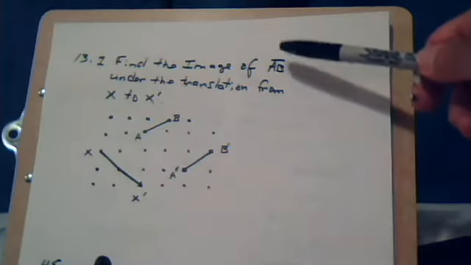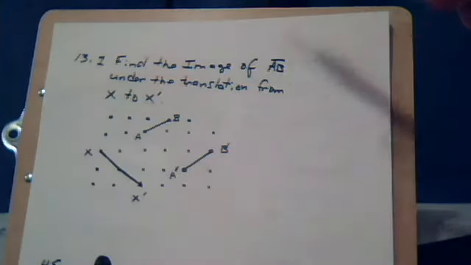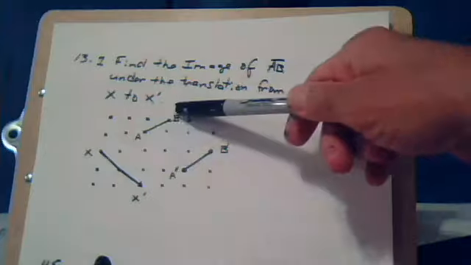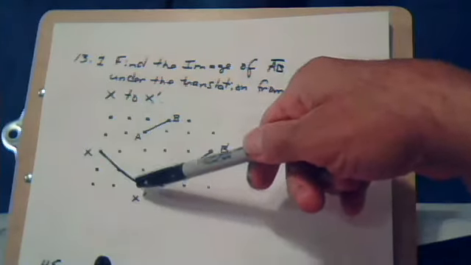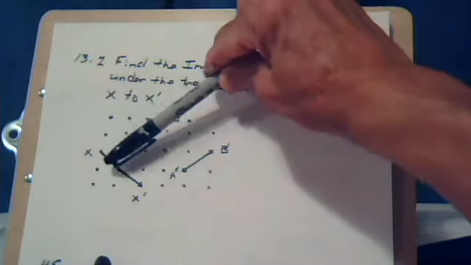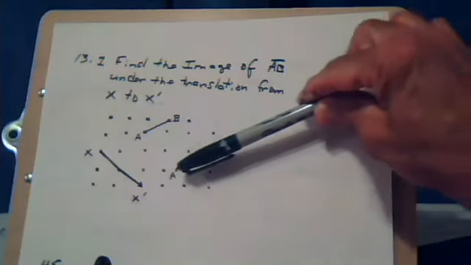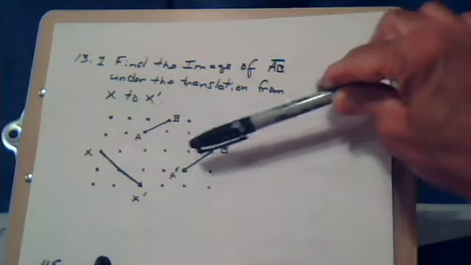Find the image of line segment AB under the translation. When they say under the translation, what they're saying is, where is line segment AB after you slide it around? So we have line segment AB, and here's our slide arrow. We're going to move this segment this amount, the length of the slide arrow, and in this direction. This is going to be the new position of line segment AB. It's going to be line segment A prime, B prime.